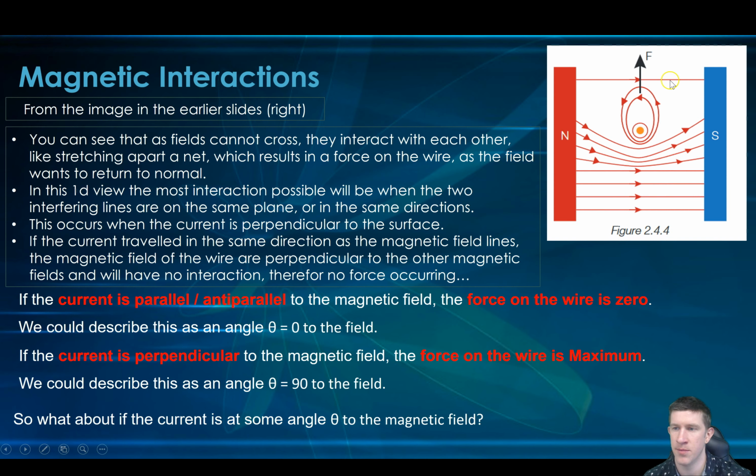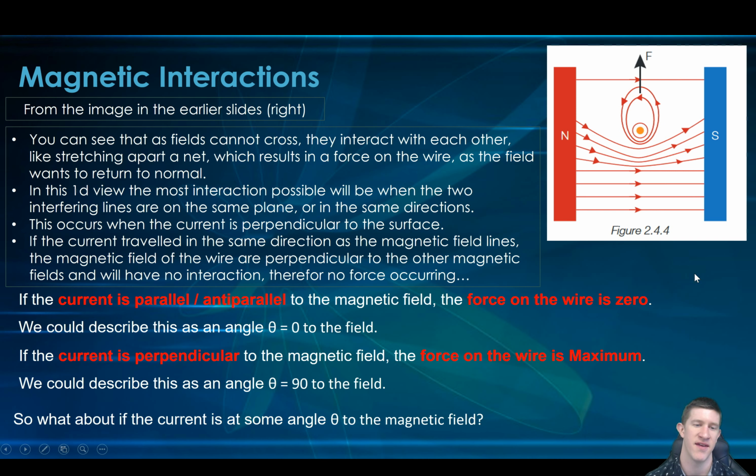Looking at this picture again from the previous slide, you can see that as the fields cannot cross, they interact with each other. This is like stretching apart a net or a slingshot. So because the field wants to return to its normal state, that's why we've got this upward force. This occurs when the current is perpendicular to the surface. If the current traveled in the same direction as the magnetic field lines, the magnetic field of the wire here would be perpendicular to the other magnetic fields and wouldn't have an interaction. So they need to be running on the same plane. So for this, ideally, we have this running in a perpendicular scenario, and we get a force generated here.